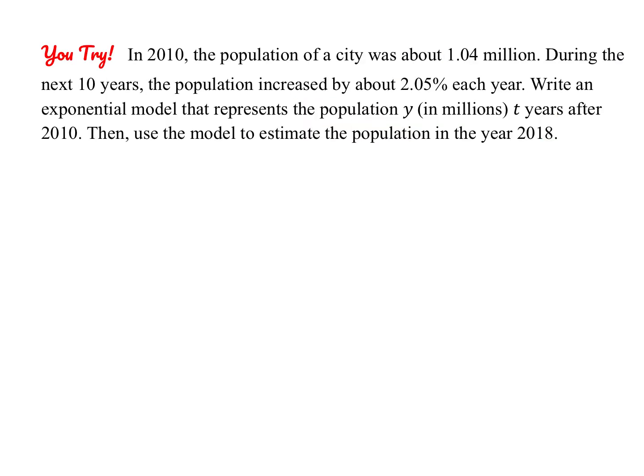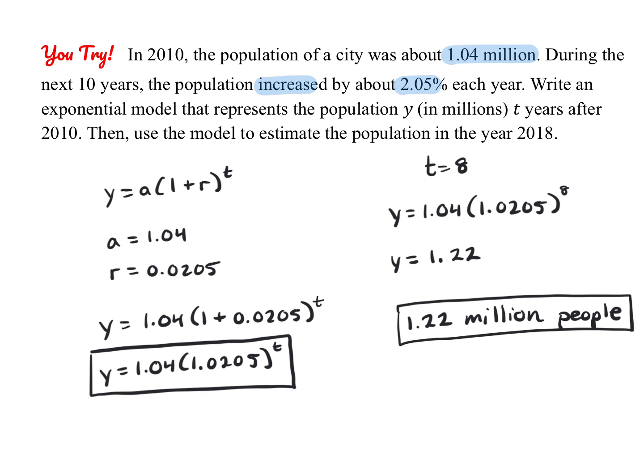All right, go ahead and pause the video and give this one a try on your own. All right, go ahead and check your work here. We're using the growth model. Our A value is 1.04 and our R value is 0.0205. So here's our model, and then you can plug in t equals 8 to estimate the population in the year 2018.